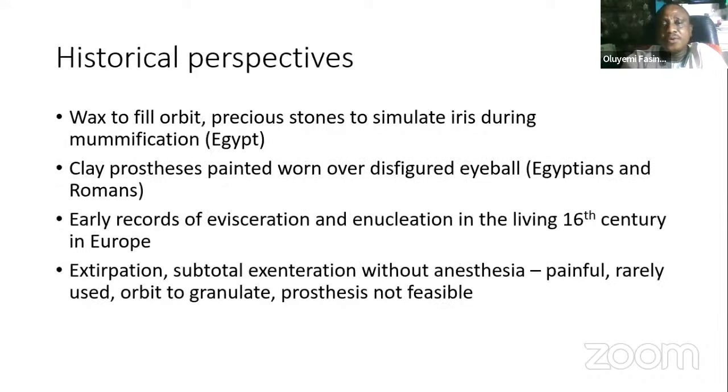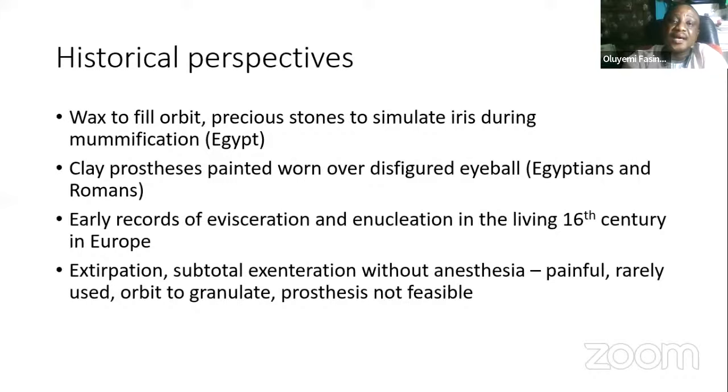If we go through the historical perspective, you know that all this started even in Egypt, by using wax to fill the orbits, on top of which precious stones that simulate the iris were used during the process of mummification. Gradually over the years, the Romans and Egyptians started using clay prostheses worn over a disfigured globe.